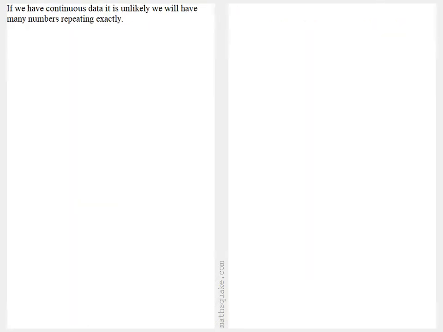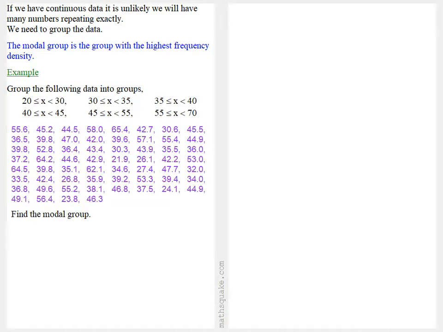Now let's consider continuous data. If we have continuous data, it's unlikely that we'll have many numbers repeating exactly. This means we'll need to group the data. Now the modal group is the group with the highest frequency density. So let's look at an example.